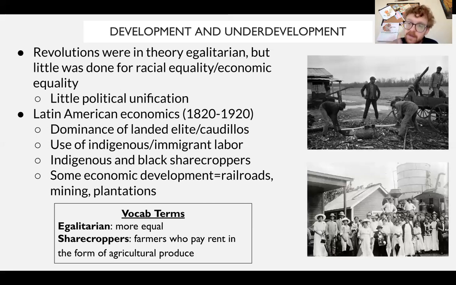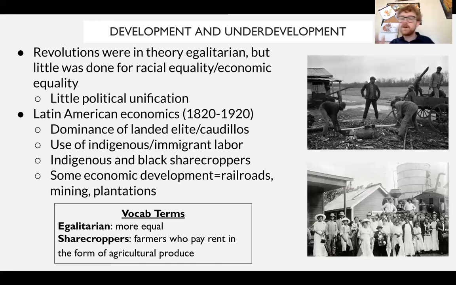And who is stuck in this cycle? It's indigenous people. It's Black people. And this is going to be very similar in Latin America and in the post-Civil War South. So there is going to be very much of an underdevelopment because there is no encouragement of social mobility like we saw in places like Great Britain or, as we'll see, the United States.